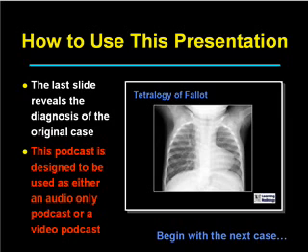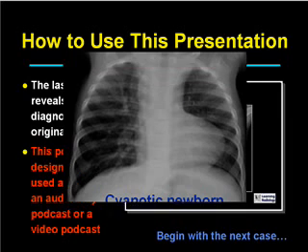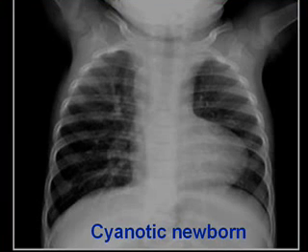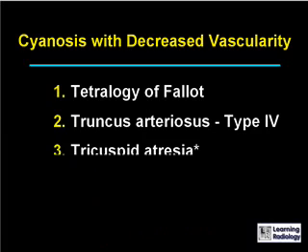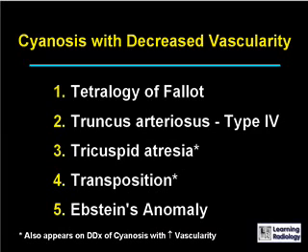So let's get started. This is the first differential. Pause the player. The differential is for cyanosis with decreased vascularity. There are 5 causes. Pause the player. The 5 causes of cyanosis with decreased vascularity are tetralogy of Fallot, truncus arteriosus type 4, tricuspid atresia and transposition of the great vessels, and Ebstein's anomaly.